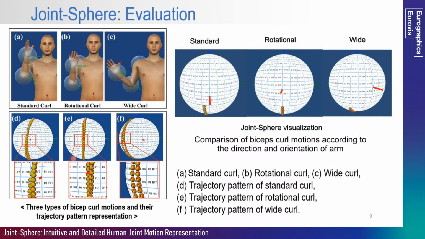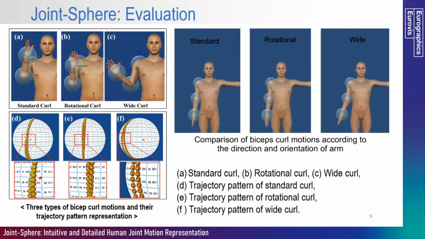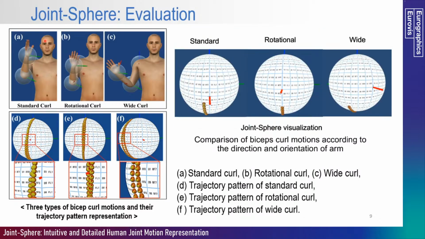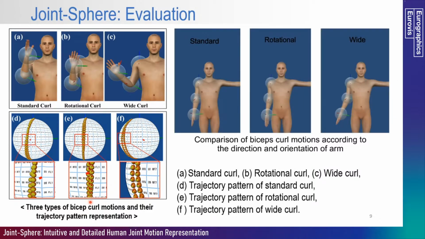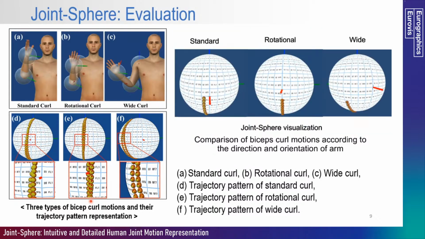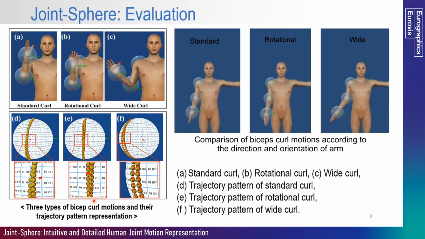However, the standard curl has only a vertical swing movement, whereas the rotational curl has both twist and swing of the bone. Thus, we can observe and compare the beads in the patterns in figures D and E, where the filled red area on the beads of pattern E indicates the approximate twisting angle of the lower arm clockwise by 45 degrees, unlike the absence of filled beads in pattern D.